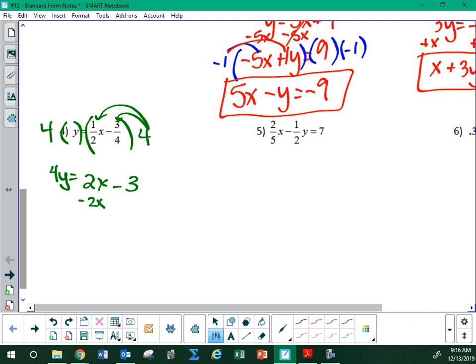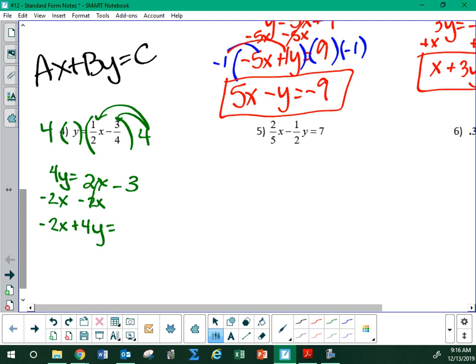So I'm going to subtract 2x from both sides. So again, we want the x first, because our standard form equation is ax plus by equals c. So I want the x first. My x is negative 2x. And y, which is positive 4y, equals, and we have left negative.